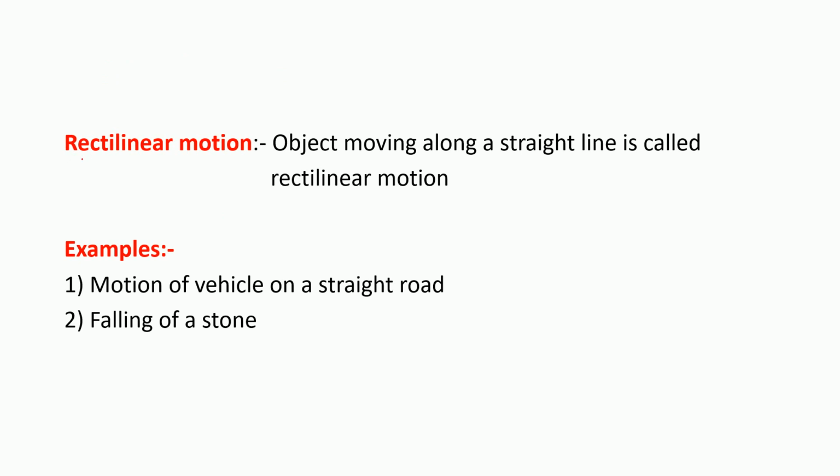First of all, we will discuss rectilinear motion. What is meant by rectilinear motion? An object moving along a straight line. If this is the ground, here there is one vehicle moving in this direction. If the vehicle is going like this in a straight path, it is rectilinear motion.